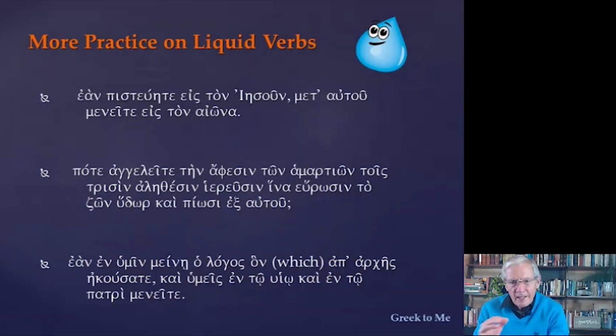And by the way, we're through the majority of Greek grammar, so you can give yourself a pat on the back.